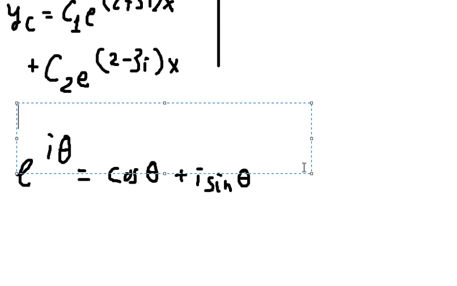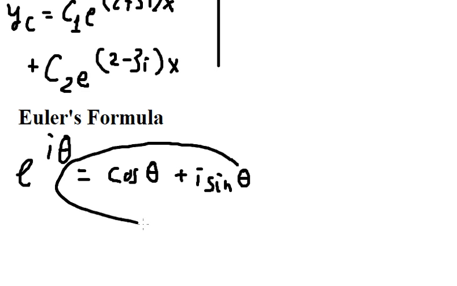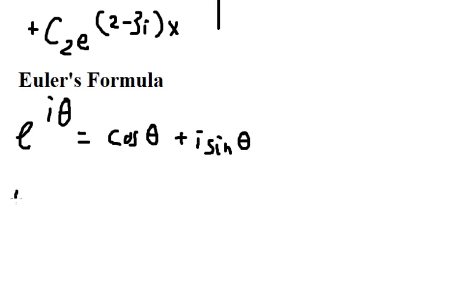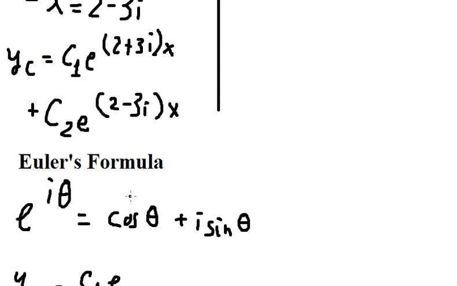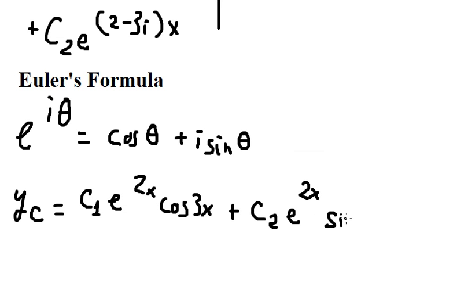This one is Euler's formula. So in this situation, I need to transform this one and this one into this form, and we have yc equals c1 e to the power of 2s cosine 3s, and we have c2 e to the power of 2s sine 3s.